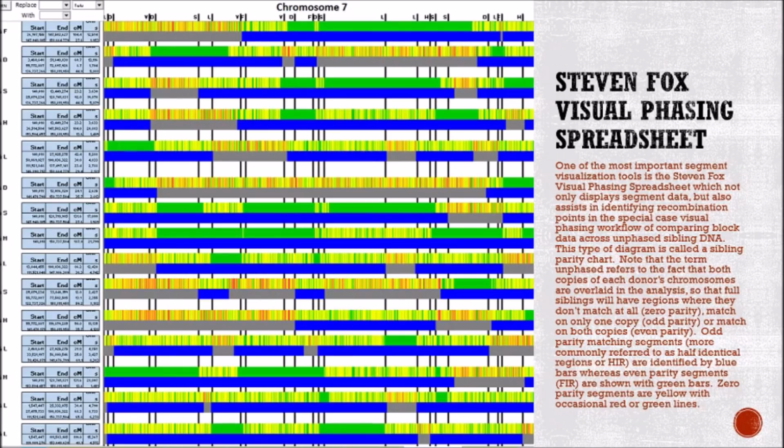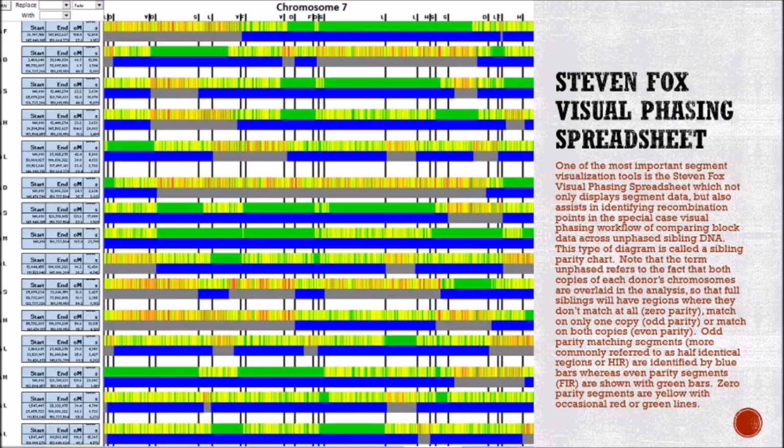Next one we have is the Stephen Fox visual phasing spreadsheet, and this is really one of the pioneering tools of visual phasing. It's arguably the only real visualization tool that's specifically designed for visual phasing that has additional features that help you find recombination points and things like that. It's a really, really nice piece of software, and I know Stephen Fox is always updating it with additional features and things like that.